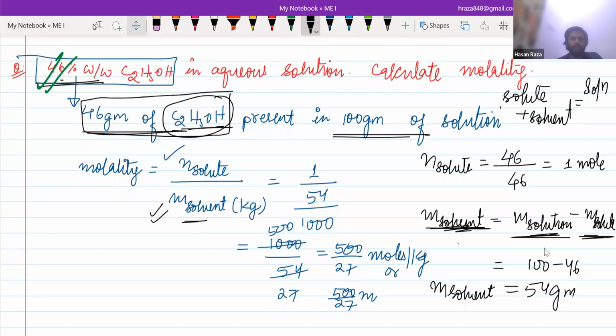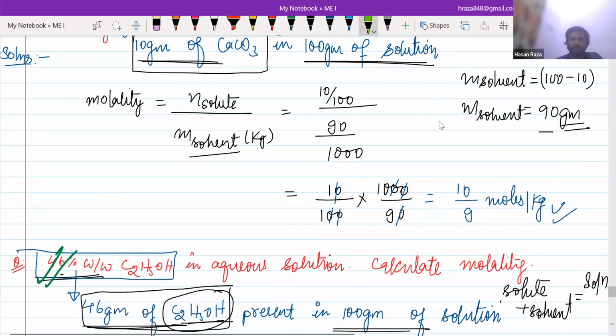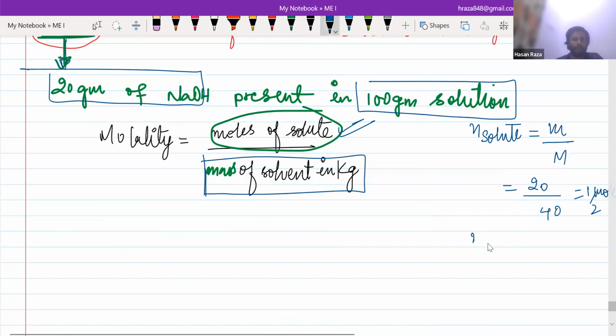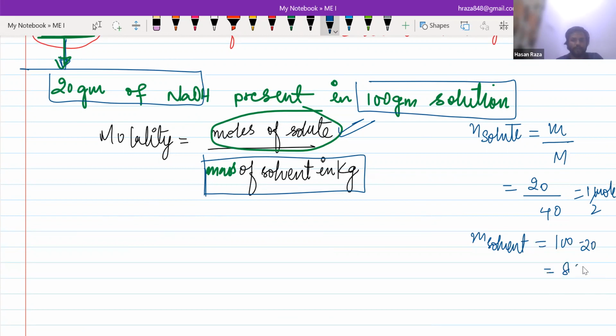In the previous question I did the same, and in the third question I gave you to do this. So what you need to do? Mass of solvent will be equal to 100 minus 20, that is what you told me at last, right? And this is in gram, right, Sakina? Yes, sir. So just put the value in kg.